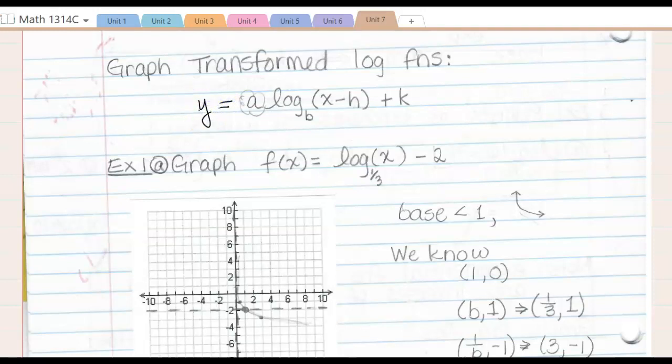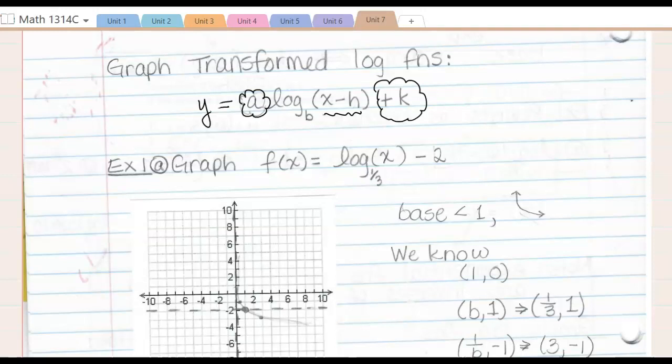And now we're just going to see that we can shift them around left and right if we have a number inside the parentheses with x, how we can shift our graph up and down if we have a number on the outside, and that we have a multiplier in the very beginning that can tell us how we need to multiply those y values, or multiply them by a negative to see the reflection.